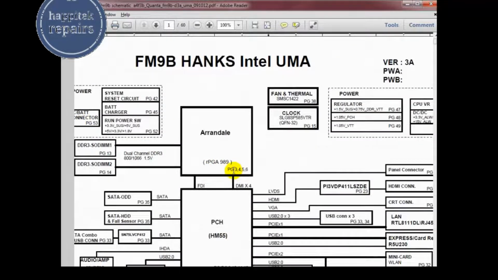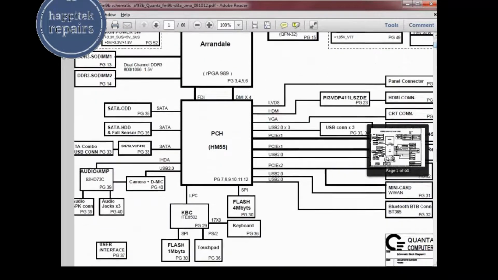For the CPU it is page numbers 3, 4, 5. For PCH IC detail it is on this page number. Here it is page number 42, 45, battery charging. All the page numbers are given. Here is a total of 60 pages, and in the 60 pages the whole motherboard diagram is given. You can check, the whole diagram is given.